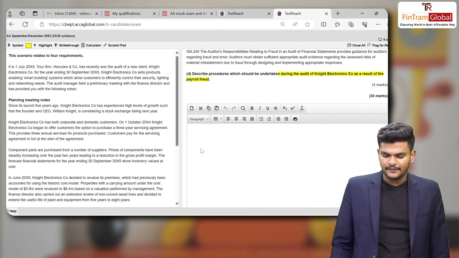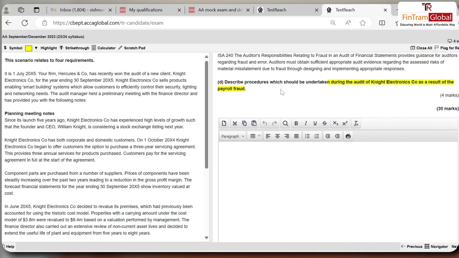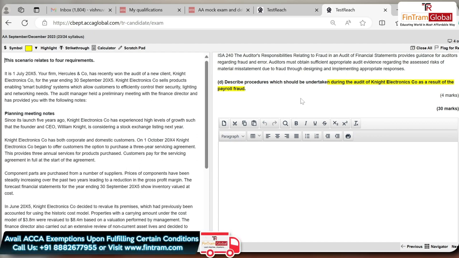Now moving on to the final requirement. Okay, folks, what exactly should be done here? We need to write 4 relevant points in relation to the procedures that should be undertaken during the audit of Knight Electronics Co. So let's have a look at this, shall we? Again, guys, the one key important thing to remember here is that they're specifically asking for procedures, isn't it? So all these 4 procedures should contain what needs to be done and why we do it as well, isn't it?